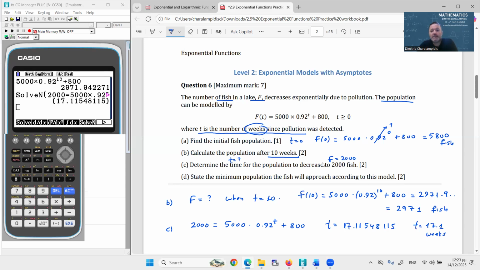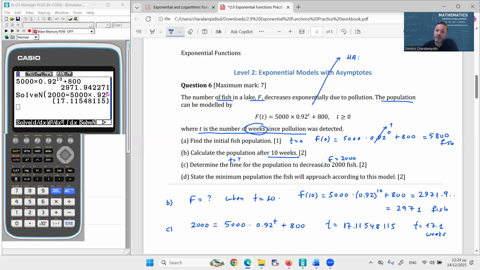And finally, state the minimum population the fish will approach according to this model. Remember that basically always, the exponential models have a horizontal asymptote. This means that they have a line that they will get closer and closer to without ever intersecting. And this is exactly what D suggests. Here, we know that the horizontal asymptote is always the value left by itself.